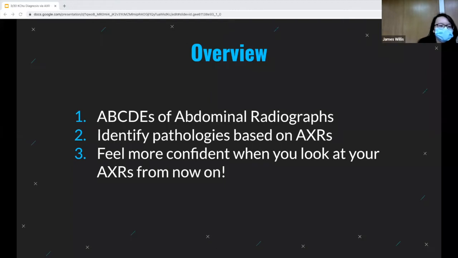The overview for today's lecture: I want to go through the ABCDs of reading an abdominal X-ray, identify pathologies based on these X-rays, and I want you guys to feel more confident when you look at them.